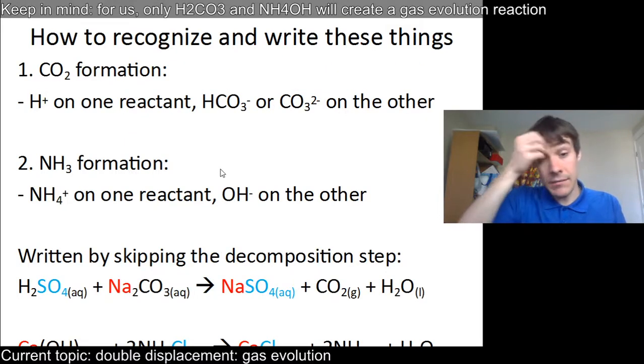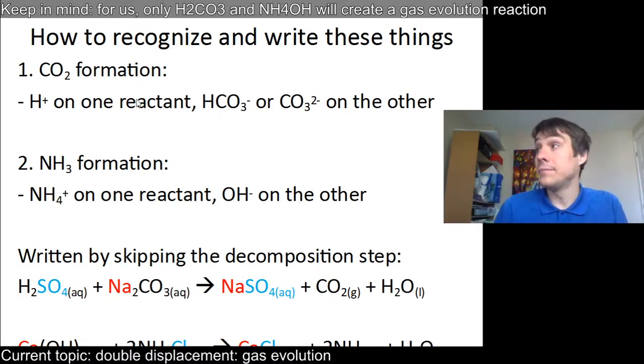How to recognize it? Well, you just need H+ on one reactant, and for CO2 formation, you need to make carbonic acid. So what you can do is just do a double displacement, and if you've made carbonic acid, you know that the carbonic acid will decompose.